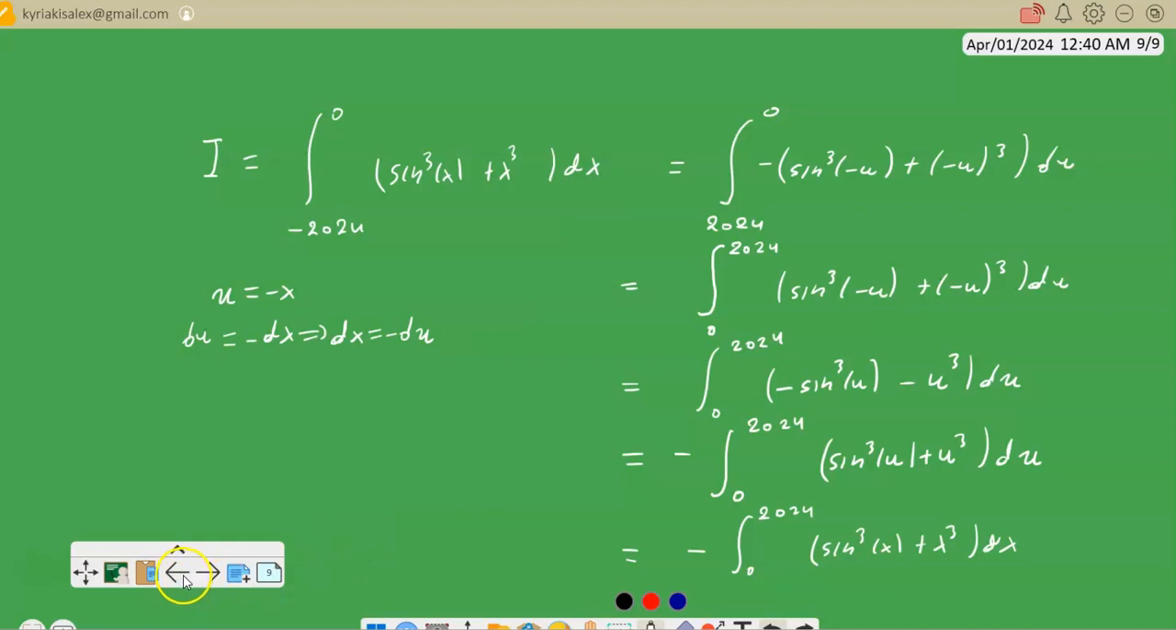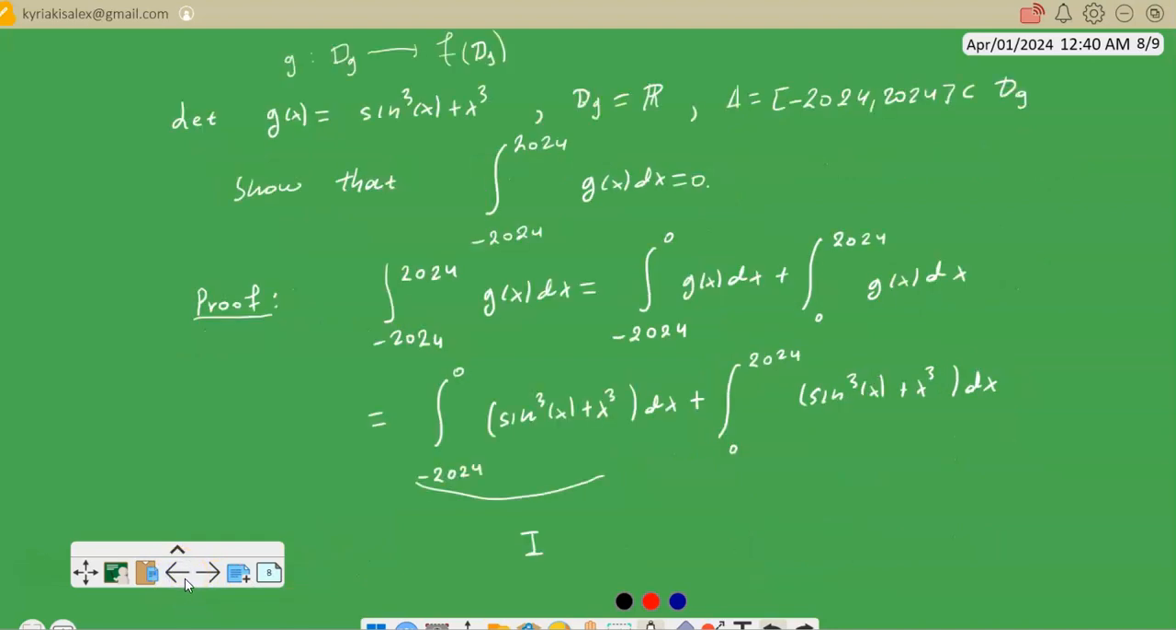Now I go back, and this is minus the integral from 0 to 2024 of sine cubed of x plus x cubed dx, plus the integral from 0 to 2024 of sine cubed of x plus x cubed dx. And this gives me 0.